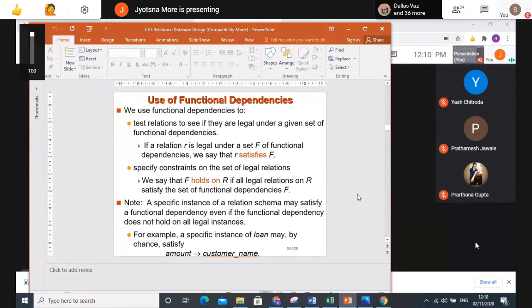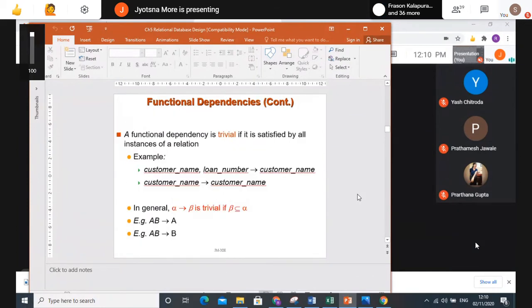The uses of functional dependency. Then trivial functional dependency, as I told you, exists in the form of alpha determines beta, if beta is a subset of alpha. This is known as a trivial functional dependency. I explain it with an example. If I am saying AB determines A, where A is a subset of AB, or AB determines B, where B is a subset of AB, then it is true. This is a trivial functional dependency.